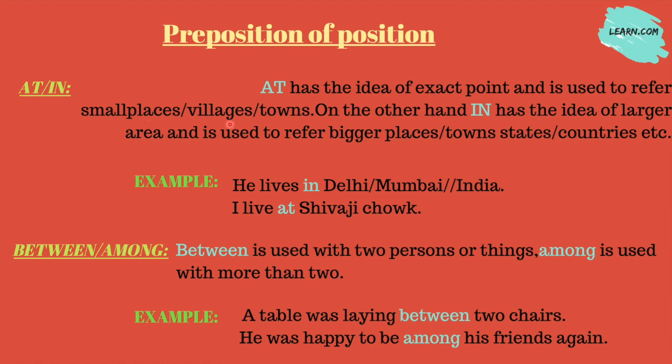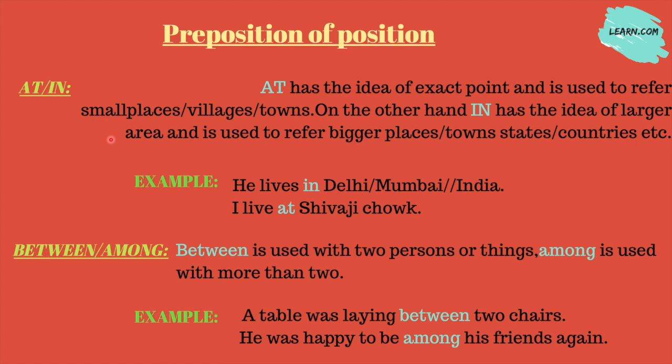As you can see, at has the idea of an exact point and is used to refer to small places, villages, towns. On the other hand, in has the idea of a larger area and is used to refer to bigger places like bigger towns, states, countries, etc. So both at and in are used to give information about the place of the noun or pronoun. But what is the basic difference? That at is used with reference to smaller places, whereas in is used to point out larger areas.